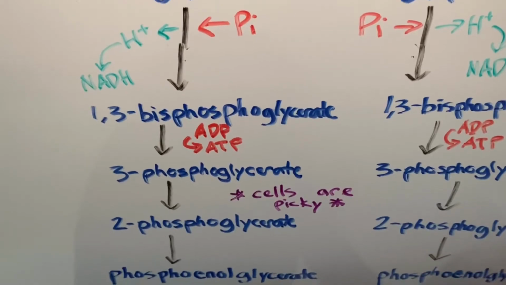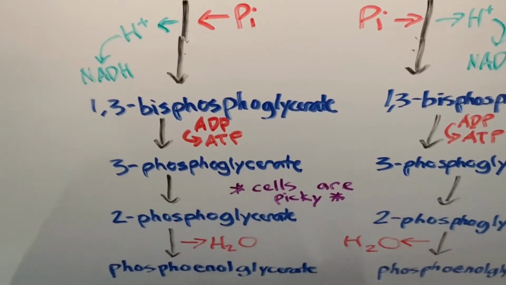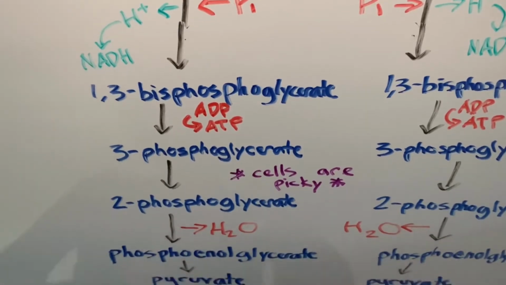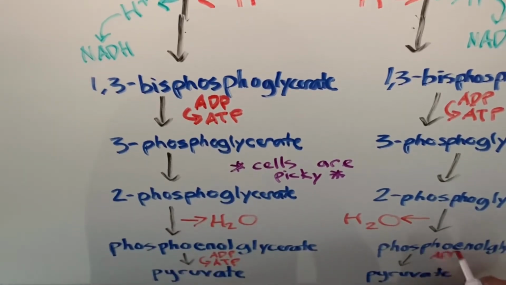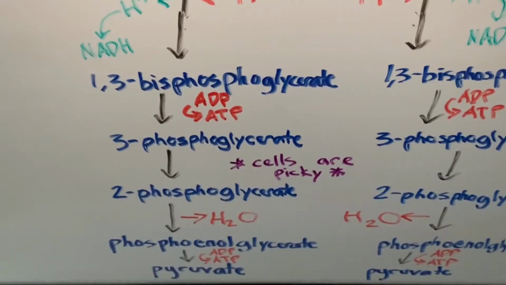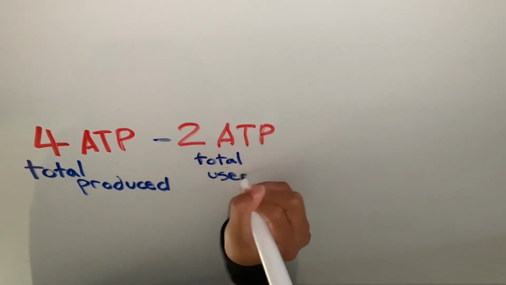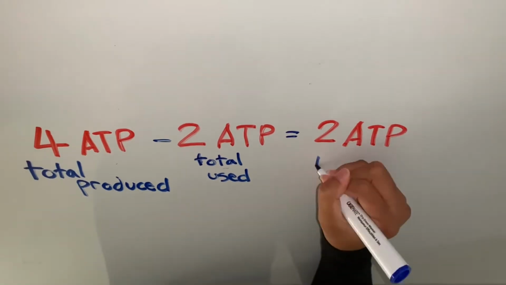Then through dehydration synthesis, which means water is produced, this turns into phosphoenolpyruvate. Then in the final step of glycolysis, the phosphate is released to produce another ATP, and the final product is pyruvate. Even though the total amount produced is 4 ATP, the 2 ATP used in the beginning stages make the net amount of ATP 2.